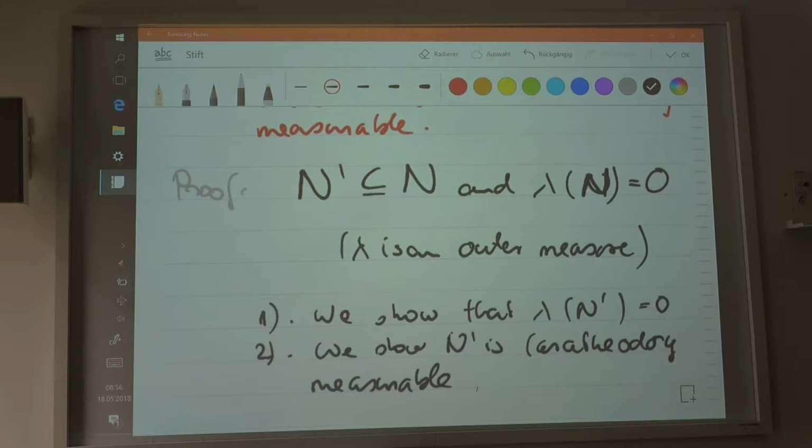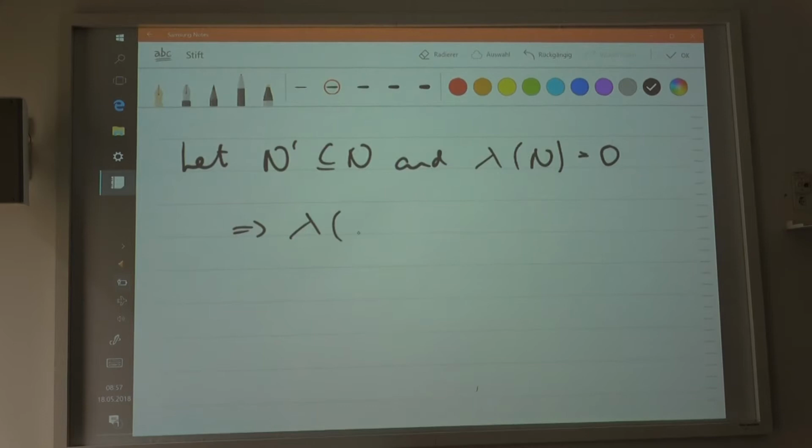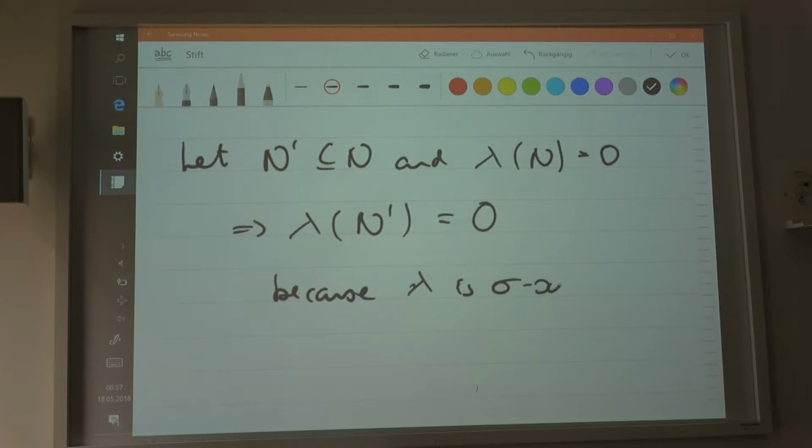Now first off, the first statement directly follows from the definition. Let me illustrate this again. We have N prime, which is a subset of N, and we also have that the outer measure of N is equal to zero. Why does that directly imply that the outer measure of the set N prime is also zero? That is rather easy, because the outer measure is sigma subadditive. What does that mean again? This is a direct implication, and it's quite trivial.